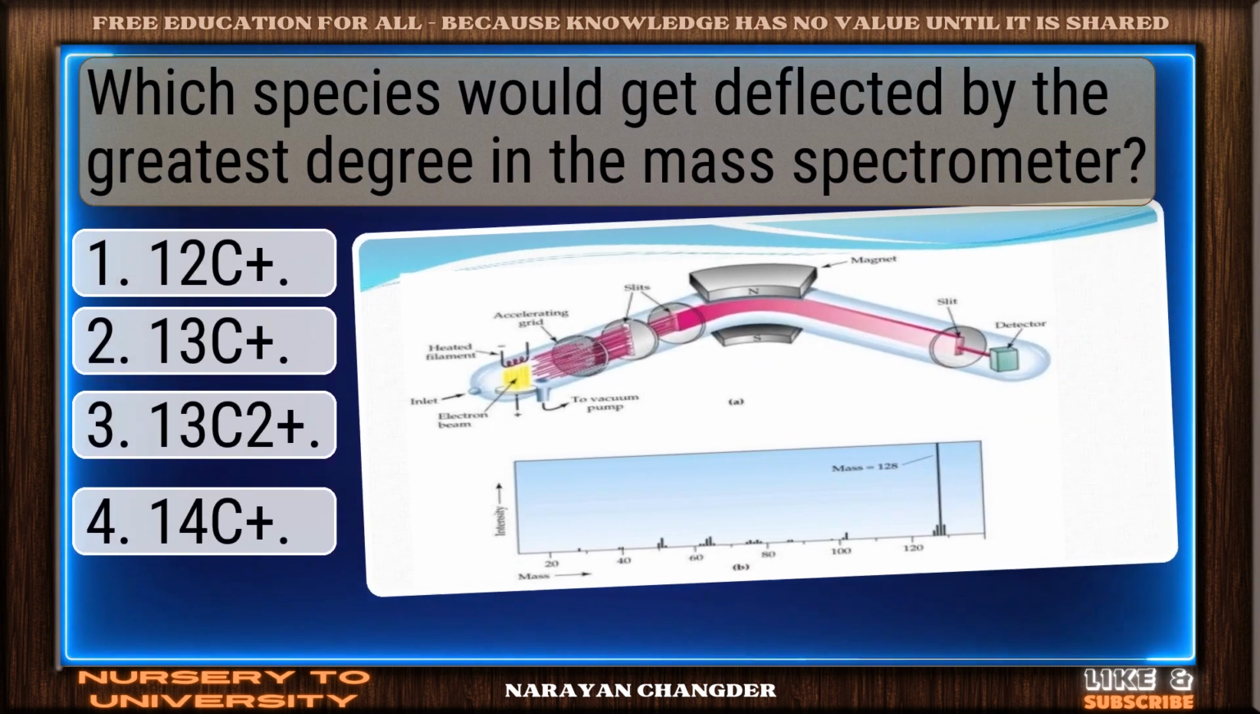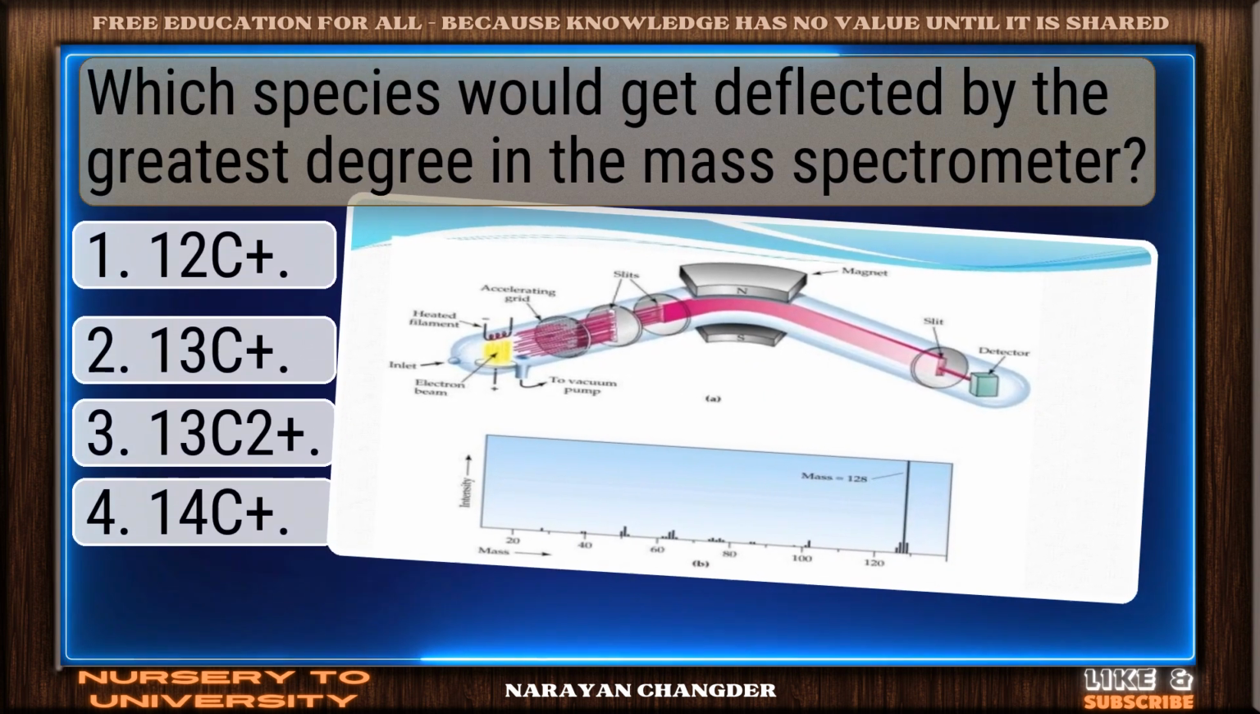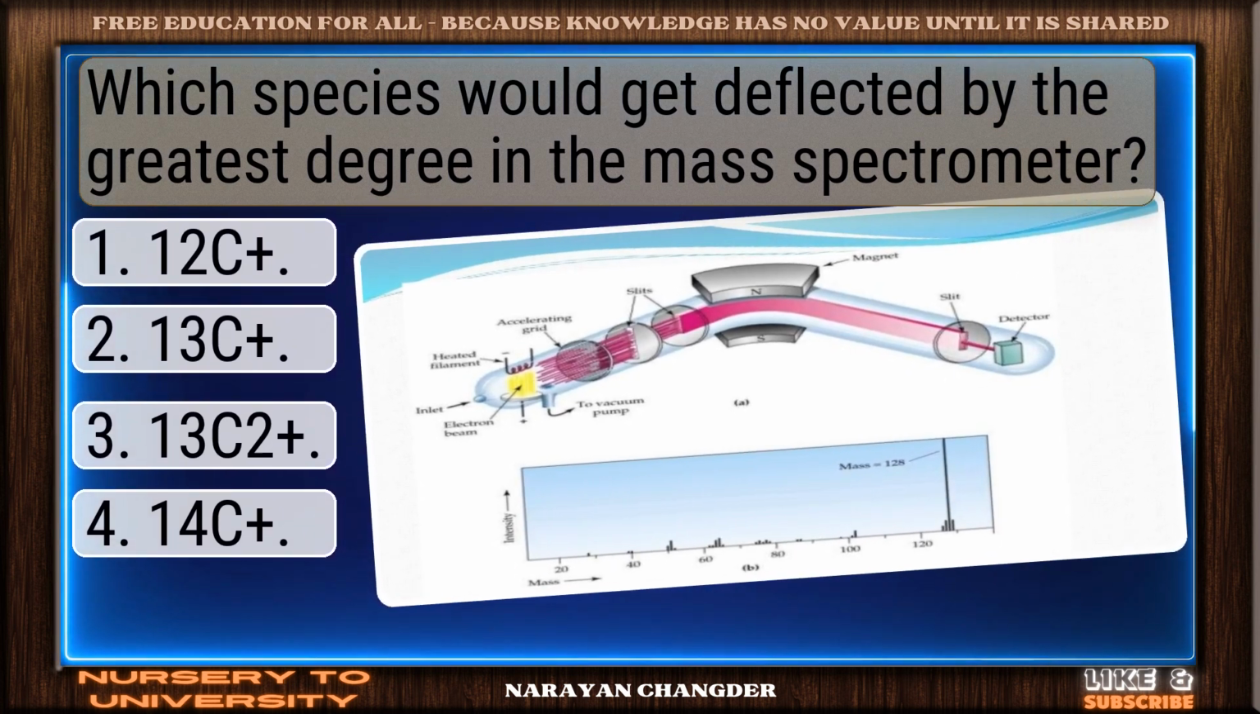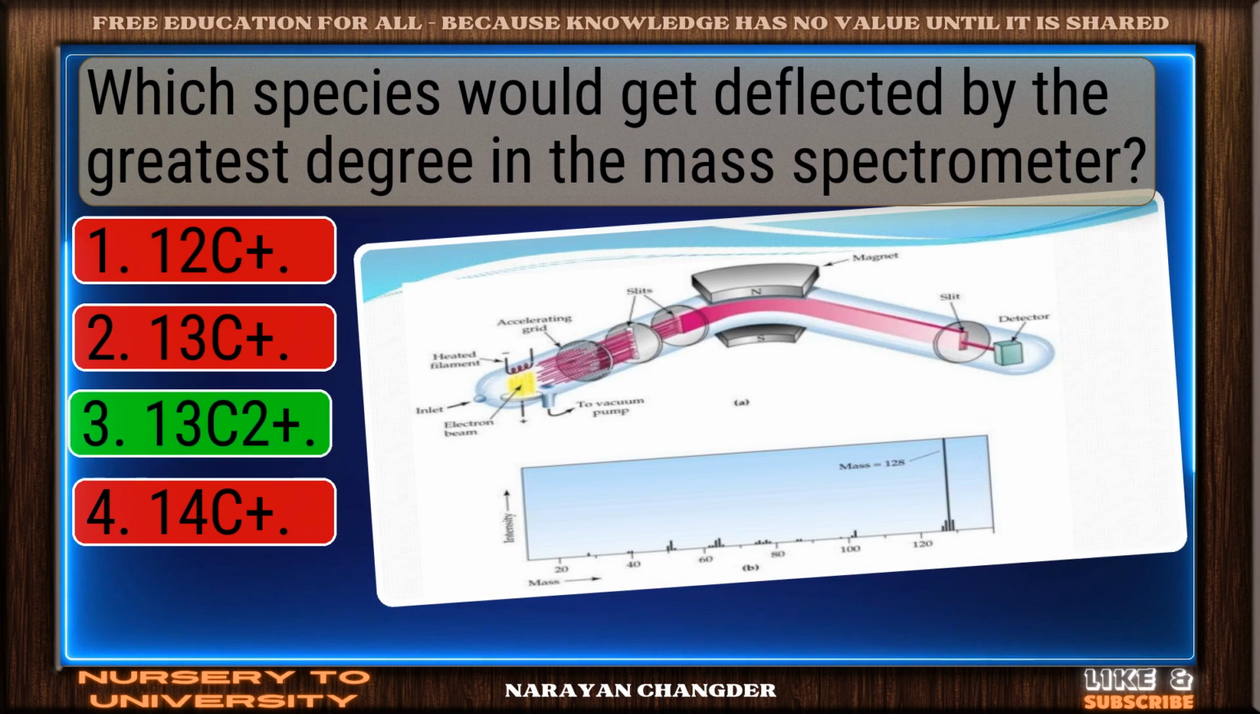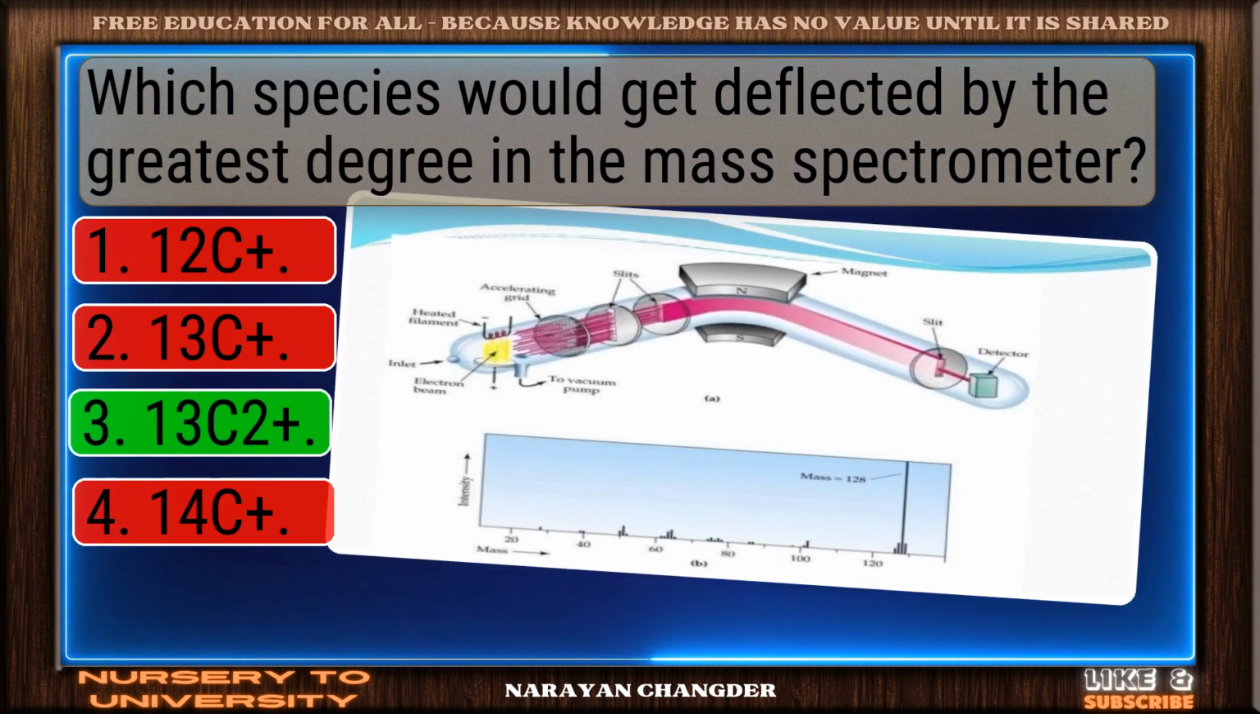Which species would get deflected by the greatest degree in the mass spectrometer? Well done. 13C2+ is the right choice.